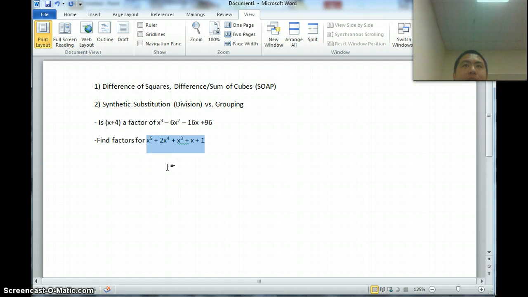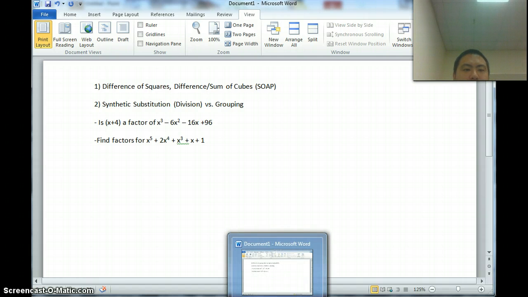You might take a guess, like maybe x plus 1 or something, but you don't know for sure that that's what you want to check. You could check it and you might get a remainder that's not 0, so you would know it's not a factor. So let's look at this one. Is x plus 4 a factor of x to the third power minus 6x squared minus 16x plus 96? Well, this is screaming synthetic division, because it's saying check to see if it's a factor. So let's see if it's a factor.